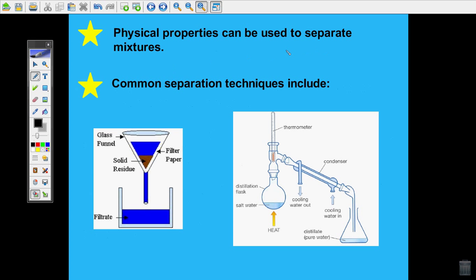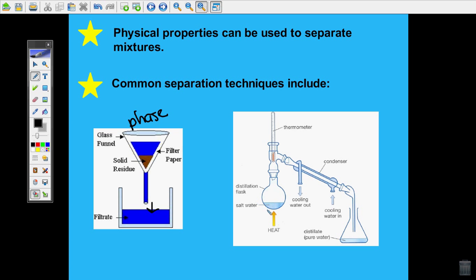Physical properties can be used to separate mixtures. Here are a couple common separation techniques. This is filtration. You have a mixture of a liquid and a solid. Pour that through the filter paper. The filter paper catches your solid and you have your liquid come out the bottom. So that's a way to separate a mixture based on states of matter, or the phase. That's a physical property.